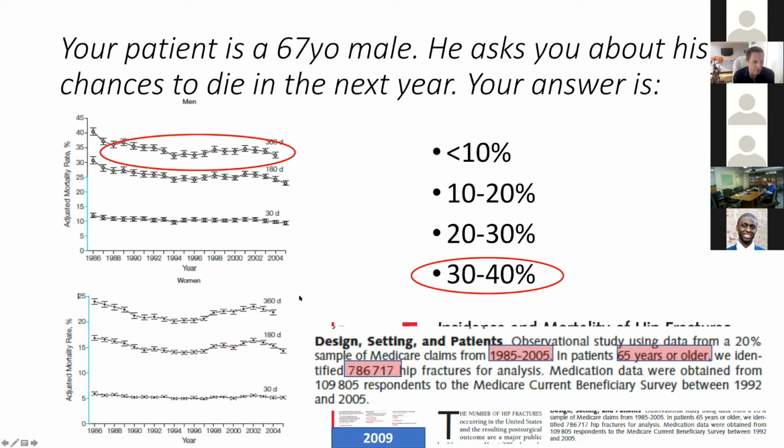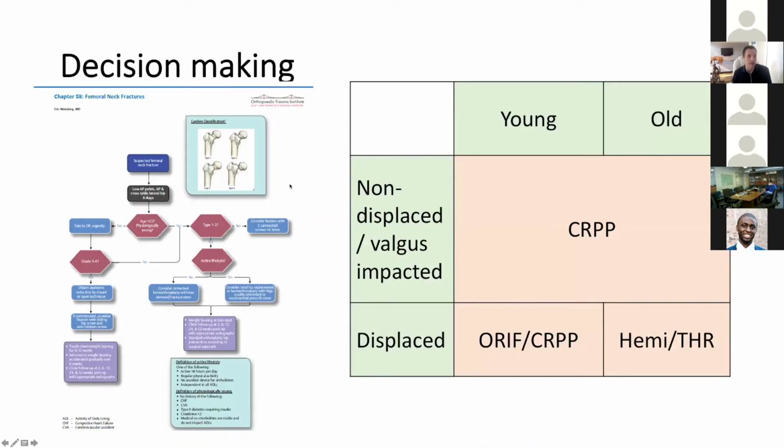Age above 65, and you can see men more than women die. Women have it more, but men tend to die more. And it's between 30 and 40%. And it's across 20 years, hasn't changed much. Although we don't have the continuation study for this, it's a pretty constant number, 30 to 40%. Oh my God. All right, decision making. So on the left side, you'll see an algorithm from the OTI decision-making book. This algorithm happened to be written by Eric Meinberg.